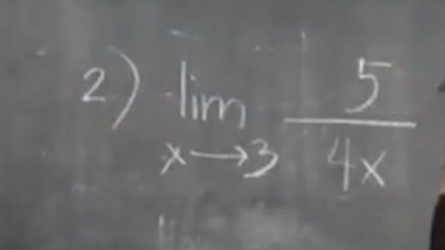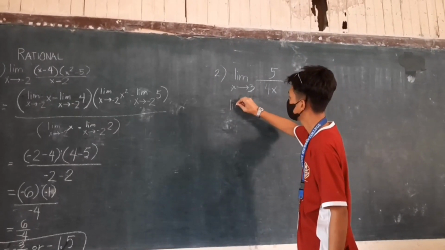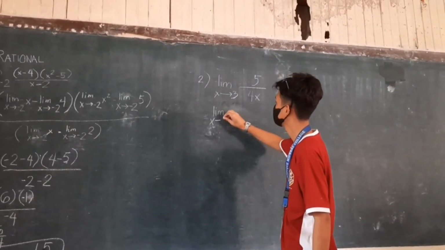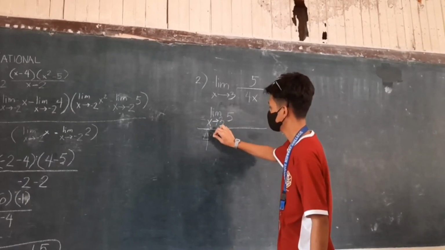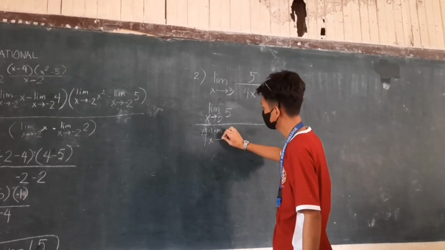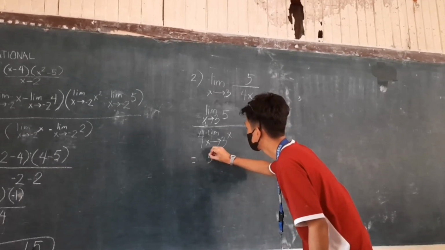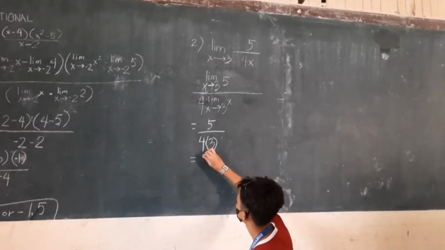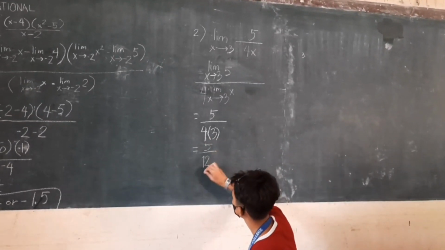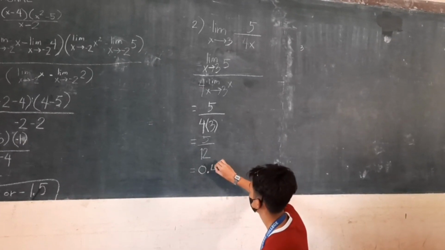The second example is the limit as x approaches 3 of 5 over 4x. The limit as x approaches 3 of 5 over 4 times the limit as x approaches 3 of x equals 5 over 4 times 3, which equals 5 over 12. And the final answer will be 0.42.